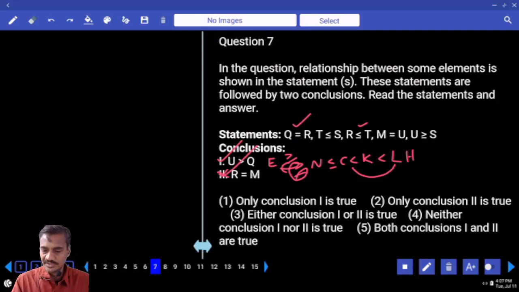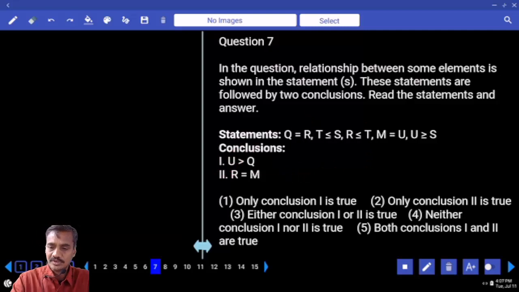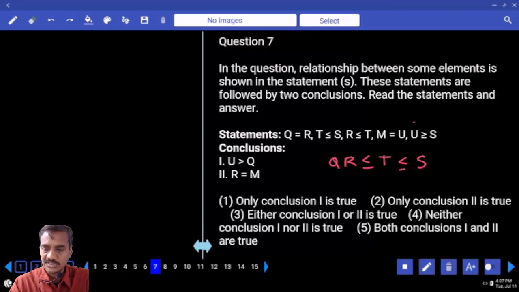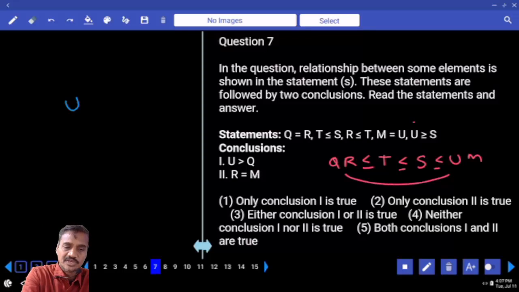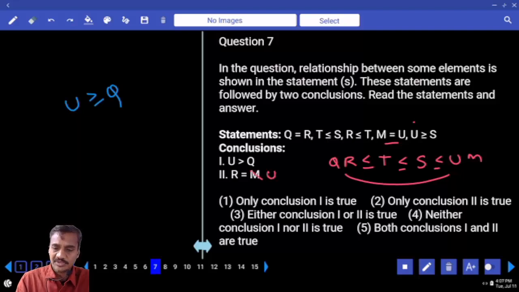Then the 7th one. Now in the 7th one, U and Q. Starting with this: Q = R ≤ T, T ≤ S, S ≤ U, and U = M. Then U and Q, what is the relation we have? Q ≤ U, that is U ≥ Q. U and M are one and the same, so in place of M you can take U, and in place of R you can take Q. That means Q is either greater or equal, that is choice 3, question number 7.